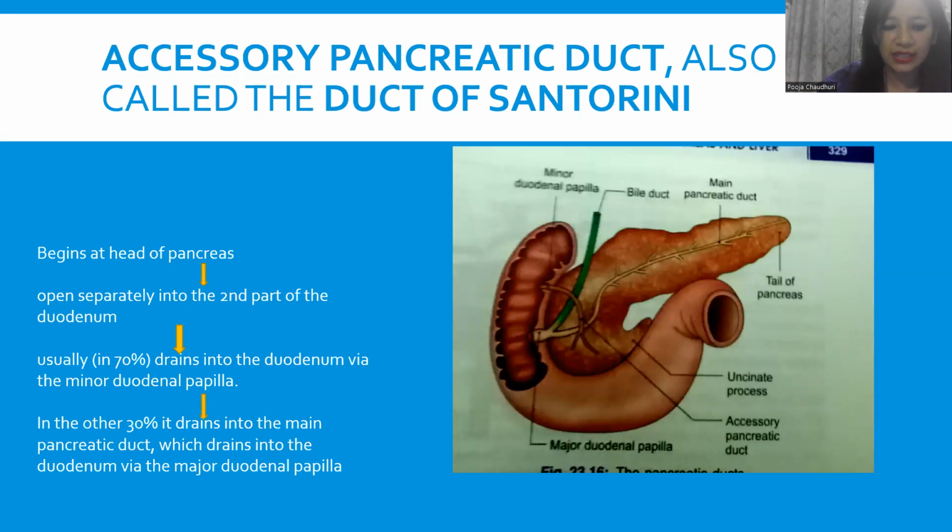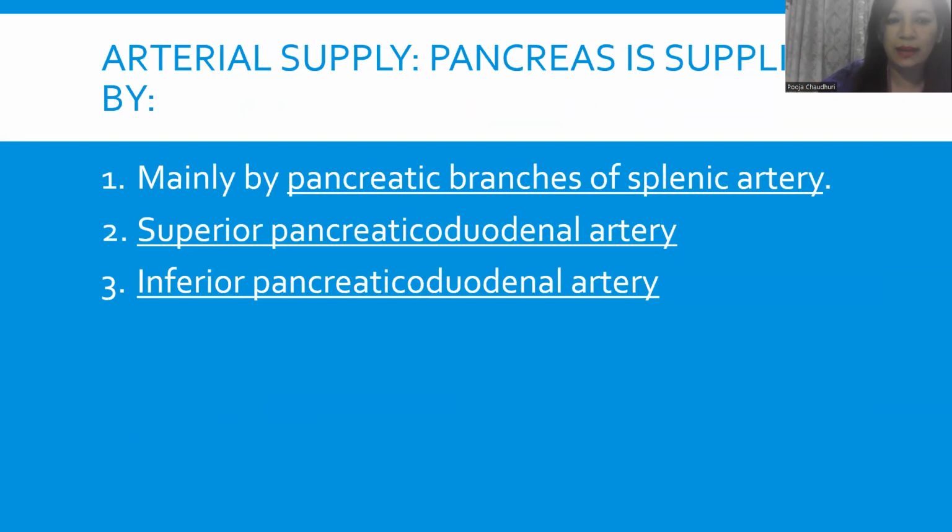and usually it is draining into the duodenum via the minor duodenal papilla, and in the other 30%, it drains into the main pancreatic duct, which drains into the duodenum via the major duodenal papilla.